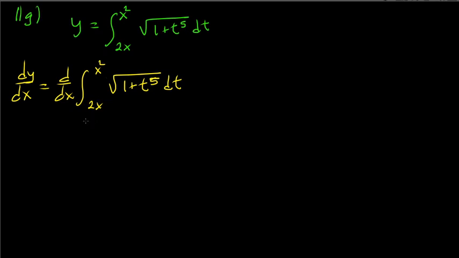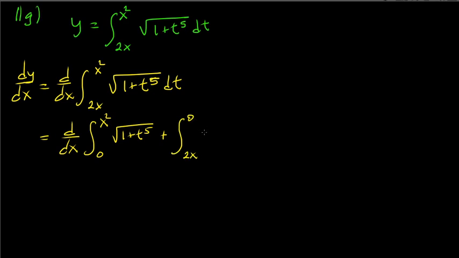Obviously, it depends on what x is, but let's just say it's 0. It really doesn't matter what that number is, right? So if we split this up, this is going to be the integral from 0 to x squared, plus the integral from 2x to 0 of the same thing. Oh, I forgot my dt here, right? dt. And we're taking the derivative of the sum, so that'll be the sum of the derivatives, right?